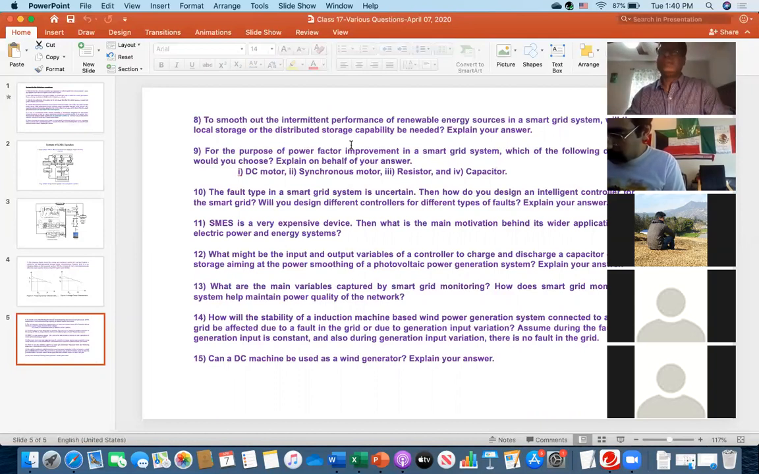I have a question. Sure. The battery that is installed locally with the renewable energy source, I think that alone should be able to deal with those intermittencies, right? No.